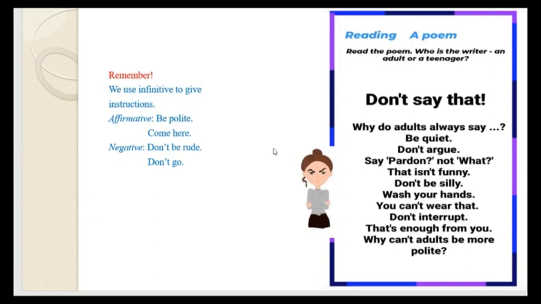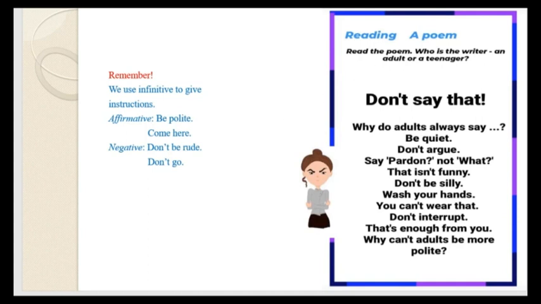And remember, we use infinitive to give instructions. Affirmative. Be polite. Come here. Negative. Don't be rude. Don't go. Dakle, ono što treba da zapamtite jeste da infinitiv koristimo da dajemo instrukcije. Na primjer, u potvrdnom obliku be polite, come here, i u odričnom obliku don't be rude, don't go.